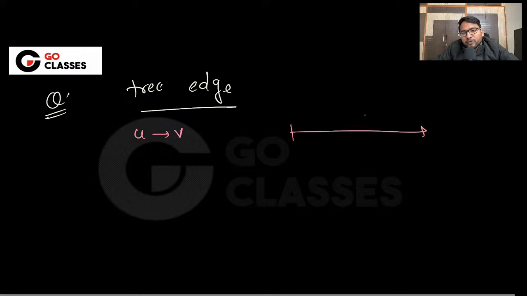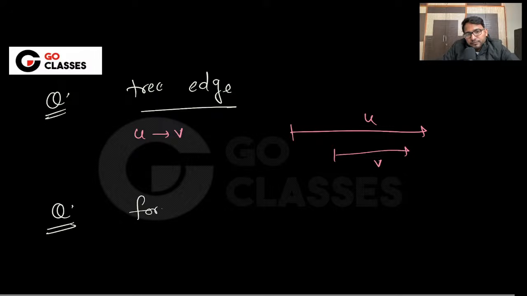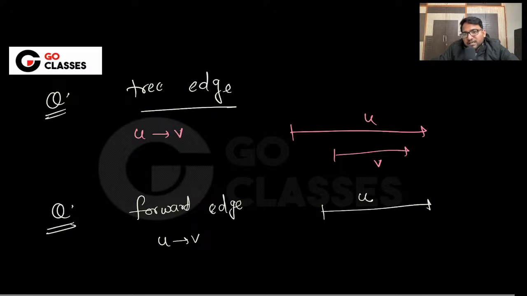What about the tree edge? Let's suppose U to V is a tree edge. If this is a tree edge, then U must be like this and V must be like this, right? What is the final edge? Forward edge. What about the forward edge? Again the same thing: if U to V is a forward edge, then it means V must be a descendant, right? V must be a descendant. Something like this. Understood?